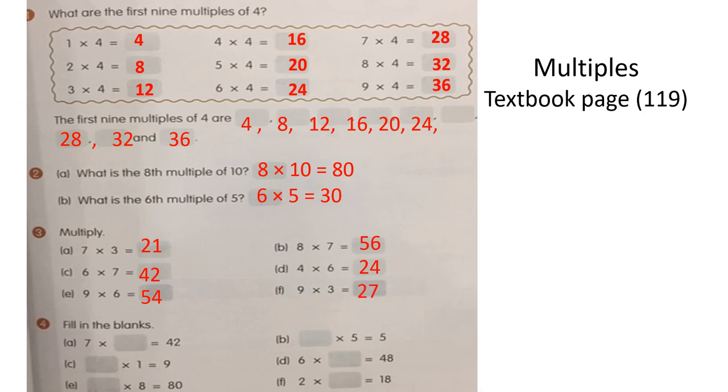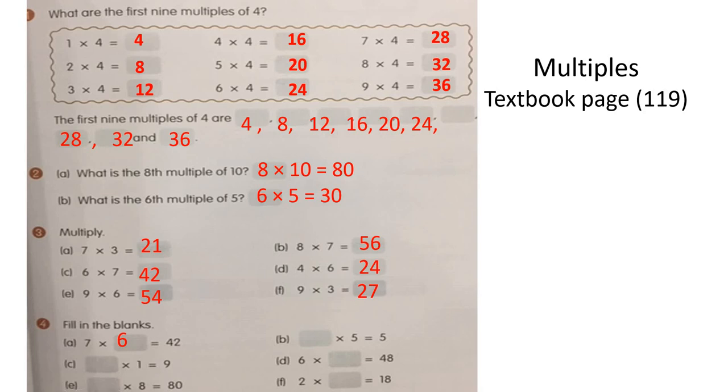Now I want to fill in the blank. In this exercise, you have to ask yourself, what is the other factor that I multiplied with 7 to get the answer 42? Look at the top here. You can see 42 here somewhere, right? So when you multiply 6 with 7, you have 42.